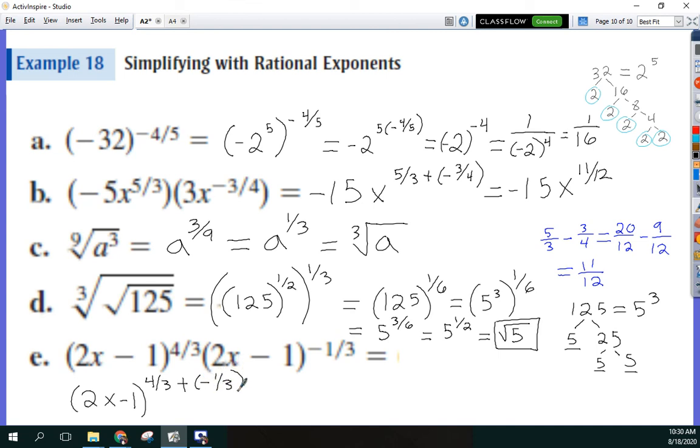-1/3. Lucky for us, the denominators for our fractions are already the same in our exponent. So 4/3 minus 1/3 gives us 3/3. Well, hopefully we all recognize that 3/3 is also equivalent to 1, so we just end up with 2x minus 1. And now that looks a lot nicer than what we started with. I don't have anything to simplify there, so 2x minus 1 would be our final answer.